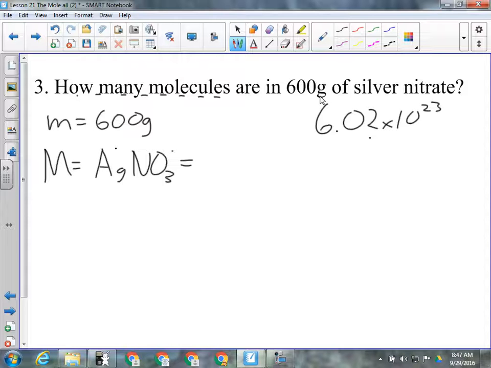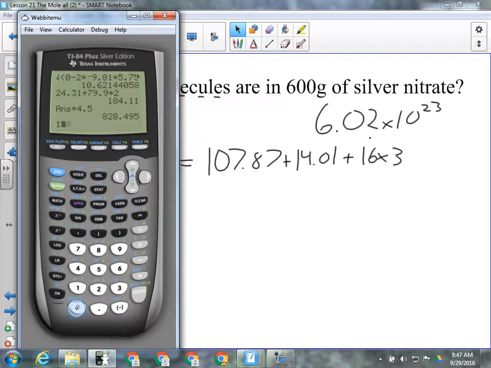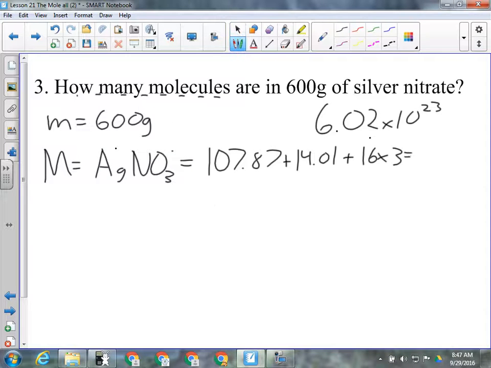All right, calculate molar mass here. Silver is like 107.87, plus 1 nitrogen, plus 3 oxygens. All right, so 107.87 plus 14.01 plus 48, that's our 3 oxygens. Okay, 169.88 grams per mole.